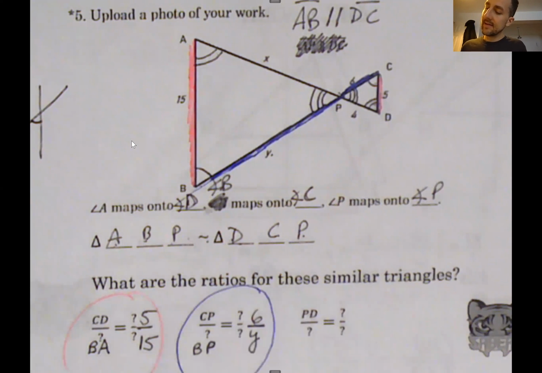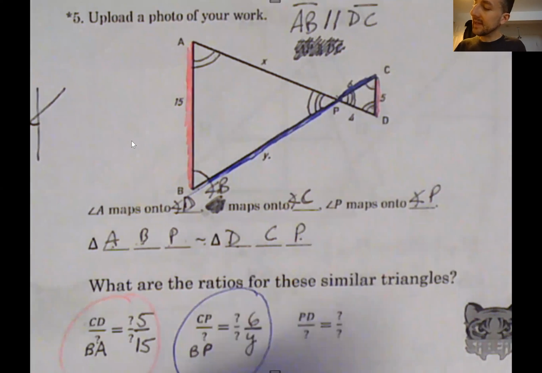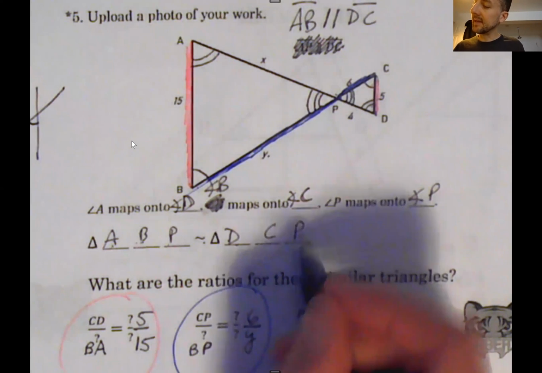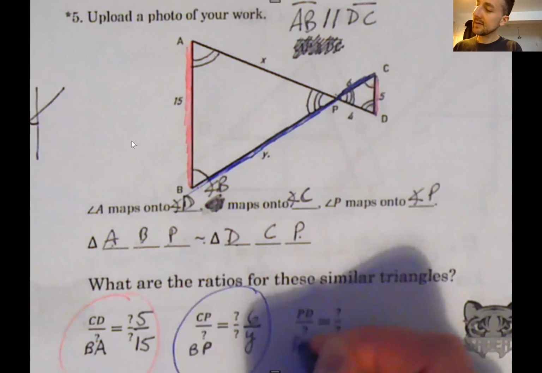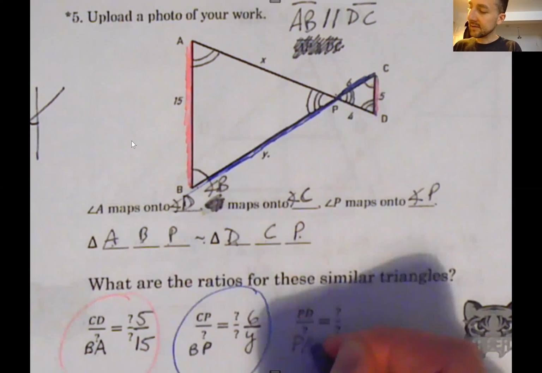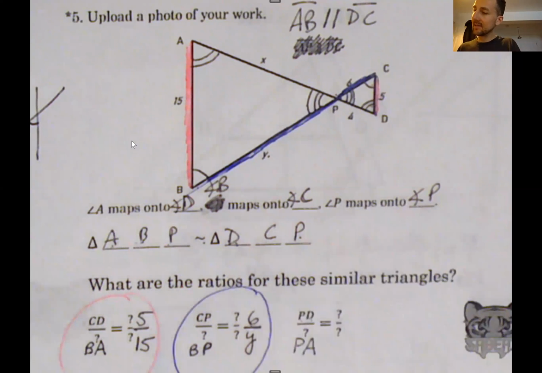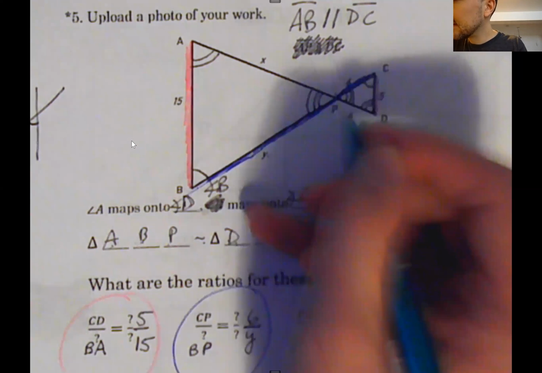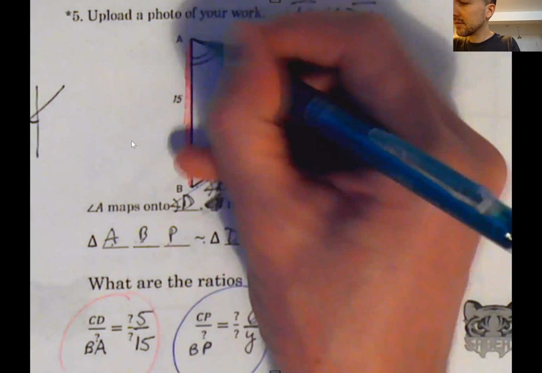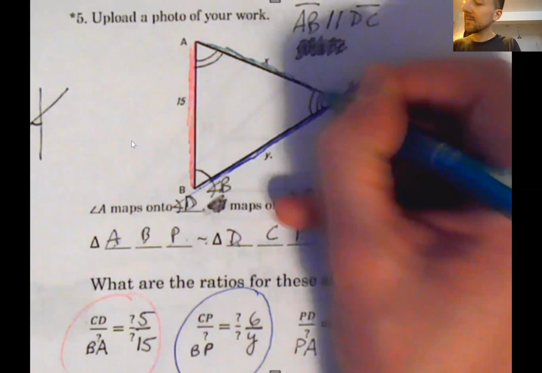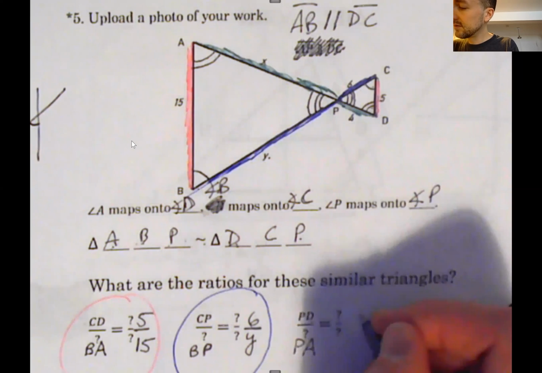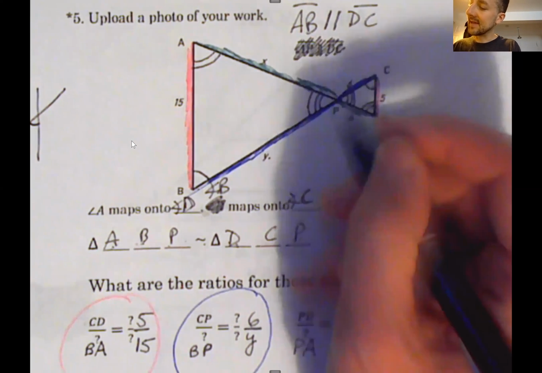Okay. Finally, PD. So P corresponds to P. And D, D corresponds to A. So let's see if that one makes sense. PD with PA. And numerically, PD is 4, PA is X.